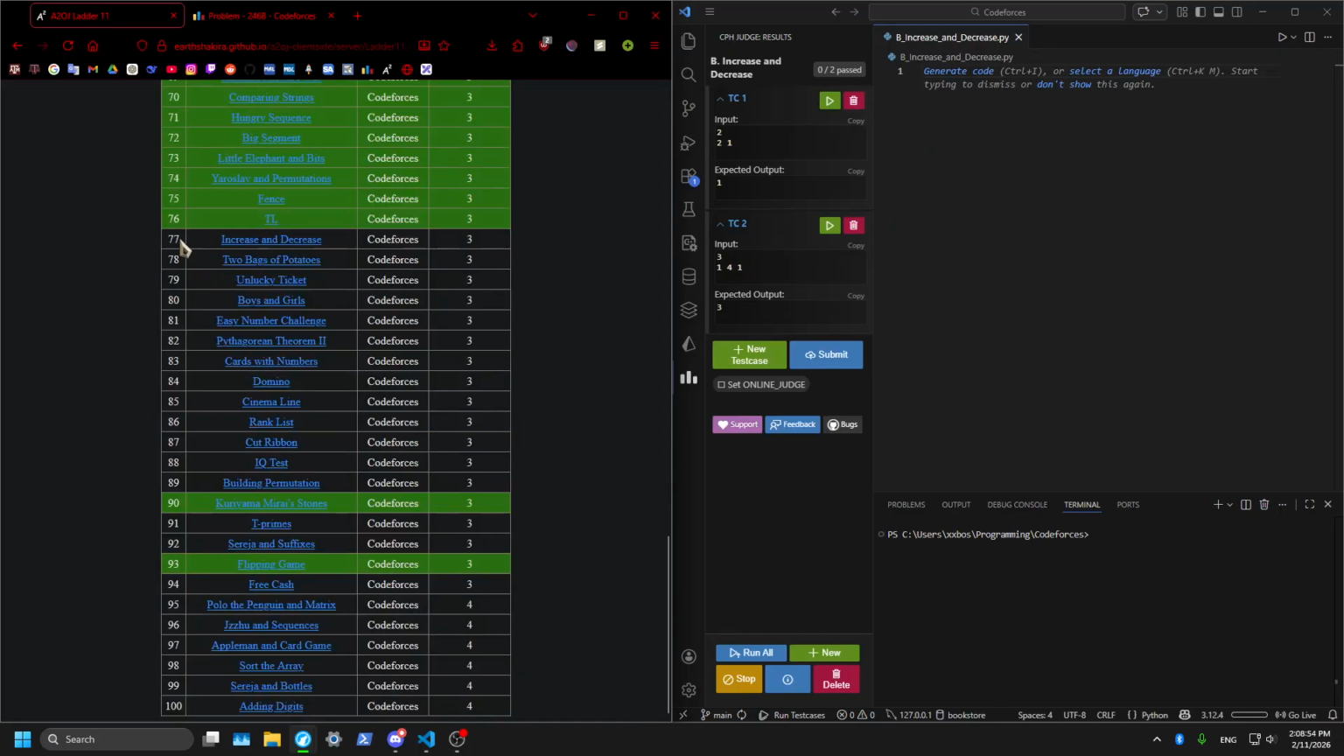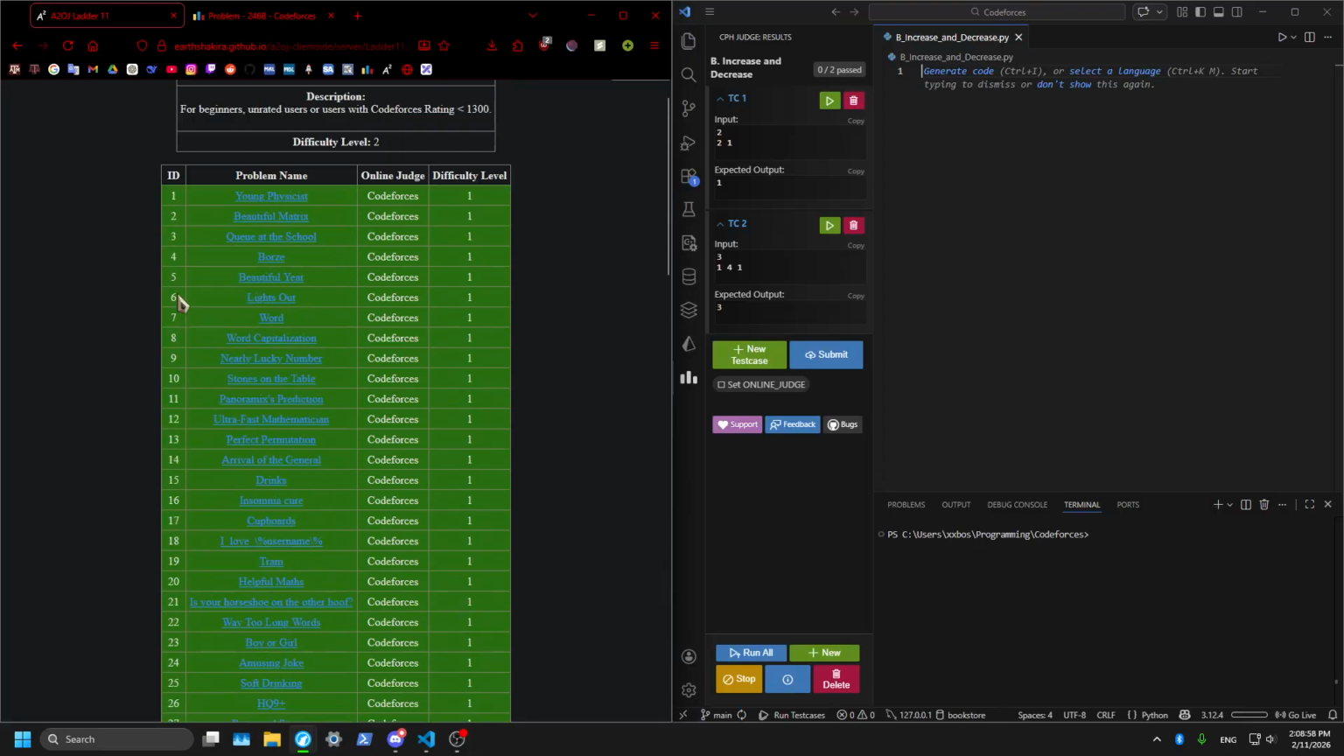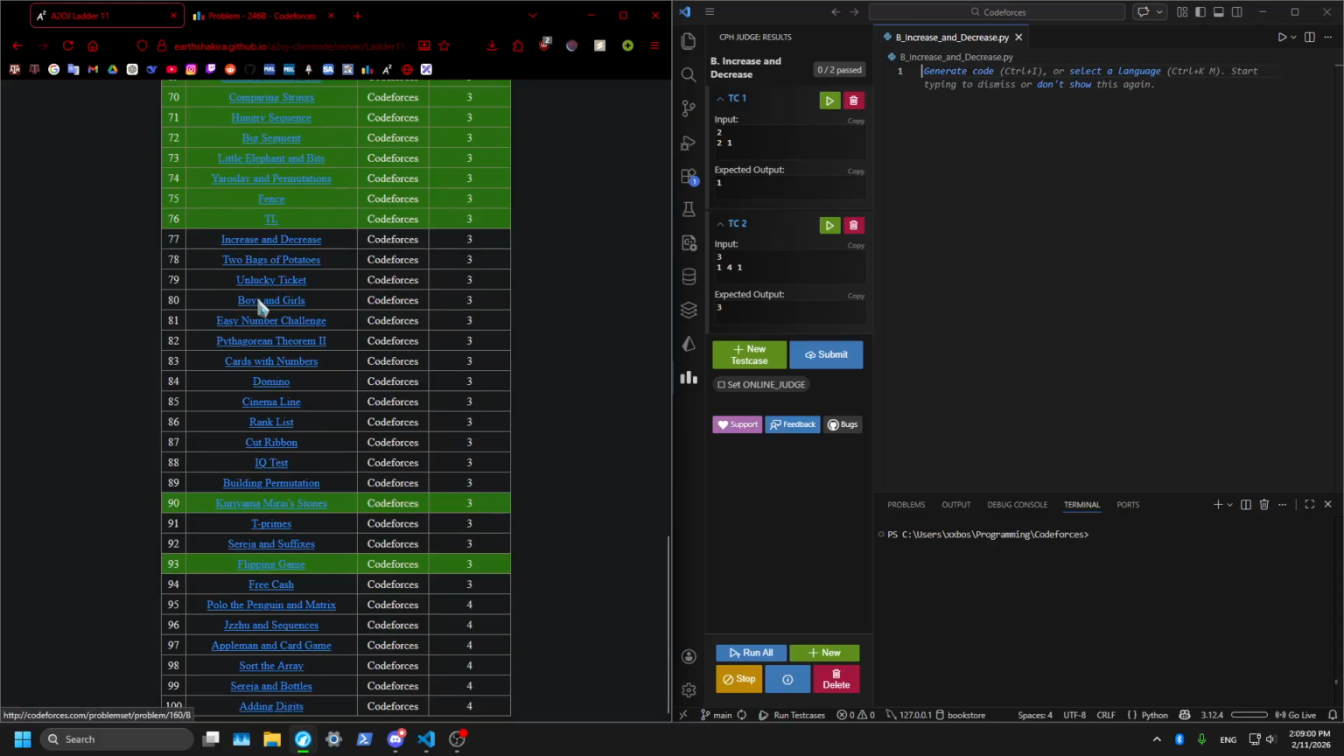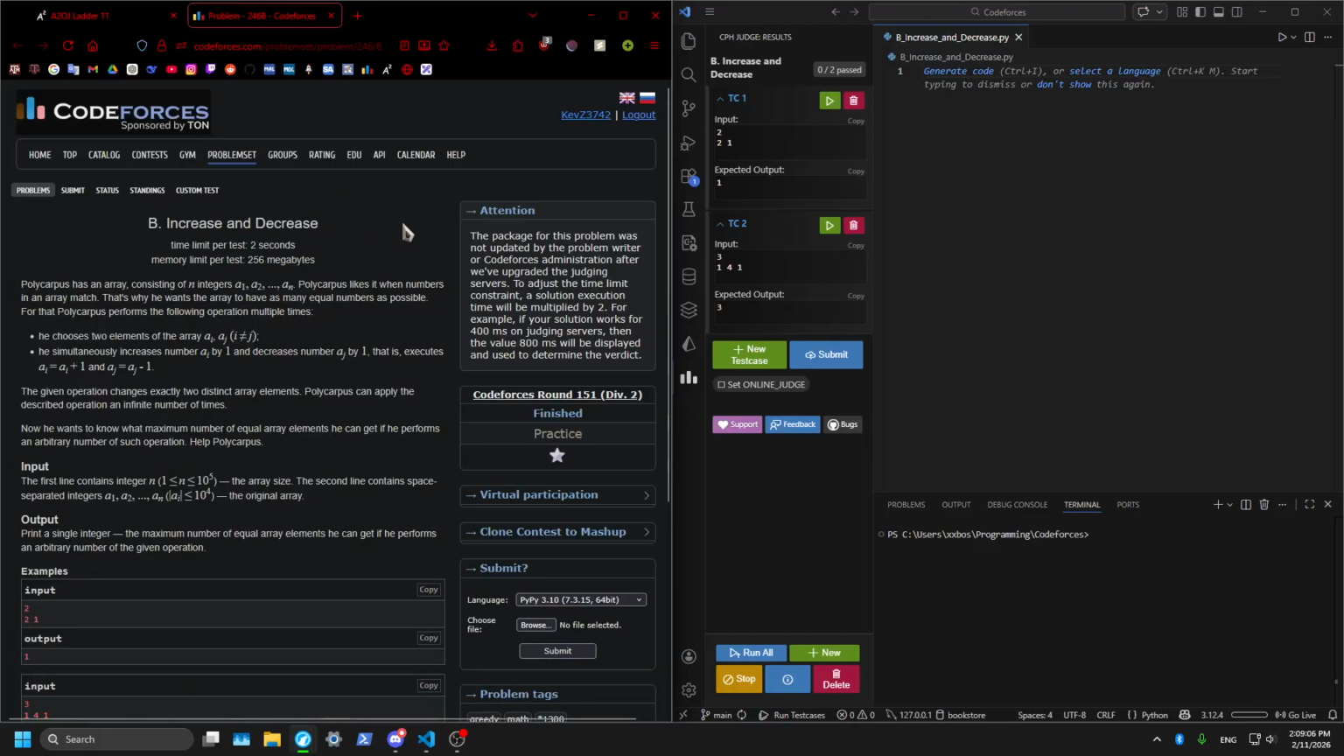We are at problem 77 on the A2OJ ladder, just trying to finish up this section as fast as possible so we can move on. But yeah, okay.